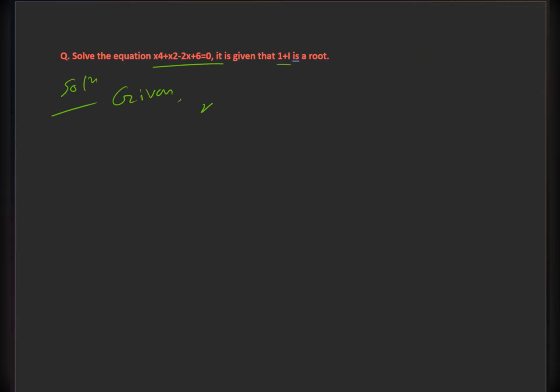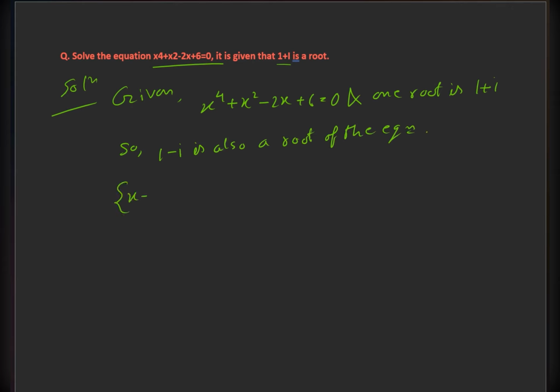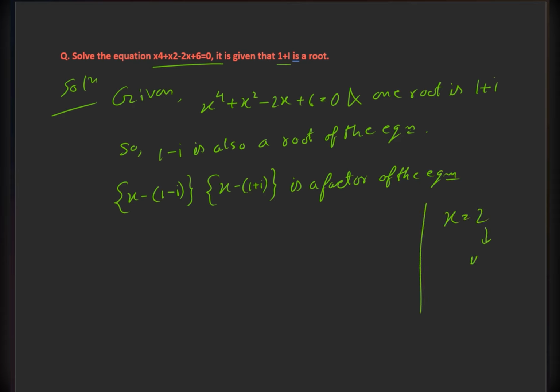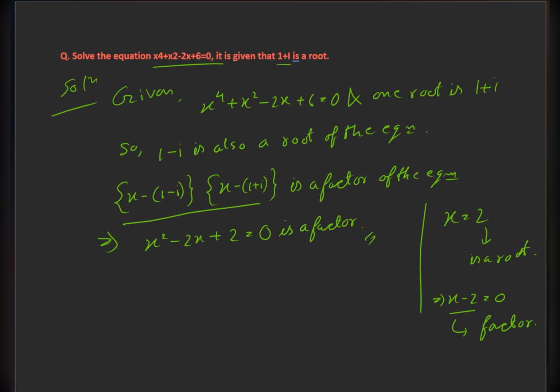So here is a problem: x to the power 4 plus x square minus 2x plus 6 equal to 0, and one root is 1 plus i. So we can write 1 minus i is also a root of the equation. So now you can write x minus 1 minus i, and x minus 1 plus i are factors of the equation. As we know, if 2 is a root, then we can write x minus 2 equal to 0. So here x minus 2 is a factor. So if we solve the factors, we will get x square minus 2x plus 2 as a factor.